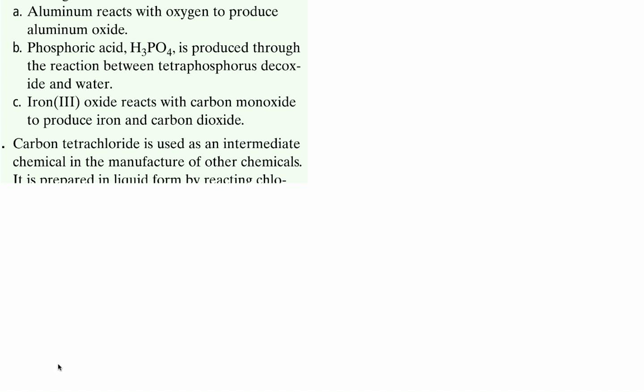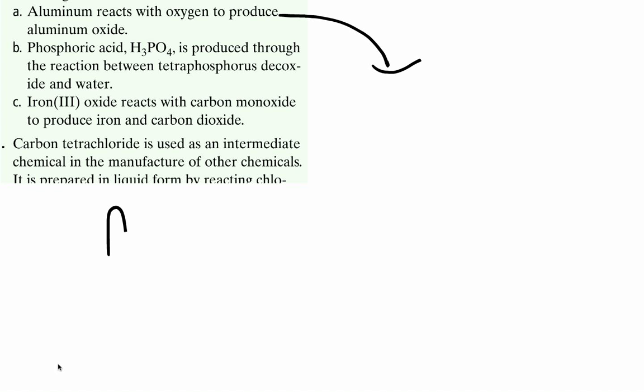So here are some examples from your book, and I'm going to start with this one. Aluminum reacts with oxygen to produce aluminum oxide. And so I want to take that word formula, and you'll be doing this quite a bit, and I want to change it into a balanced chemical formula. So this is a word equation. I want a chemical equation.